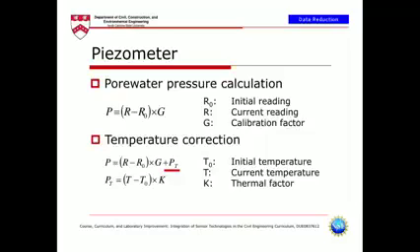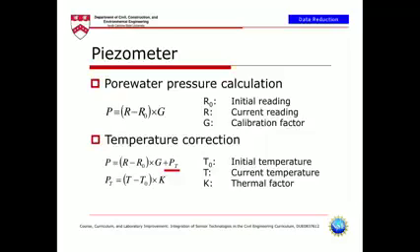Then temperature correction. How are we correcting for temperature? Because temperature affects the pressure. If we have a temperature difference or variation, then we can get a different reading of water pressure. Then how can we correct for this?